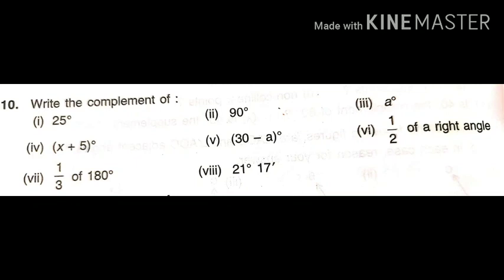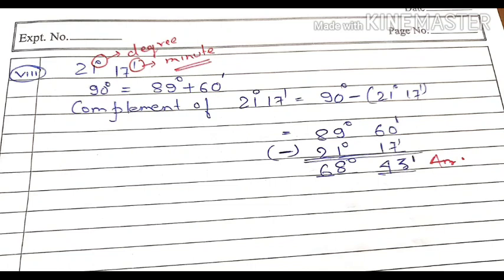Write the complement of 21 degree 17 minute. Okay, degree and minute. Question is very important, very special. See solution nicely. What I want to tell you in this, 90 degree first you have to change in degree and minute. So 89 degree plus 1 degree, 90 degree, 1 degree we can write 60 minute, because 1 degree is equal to 60 minute. So 90 we can write 89 degree and 60 minute.